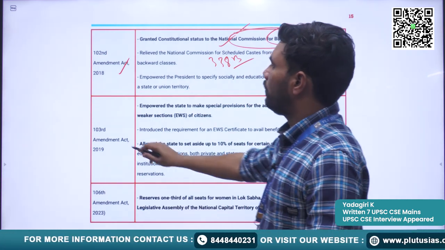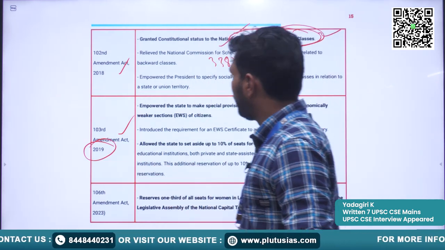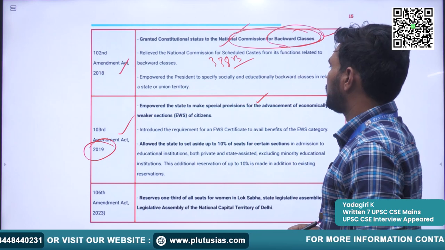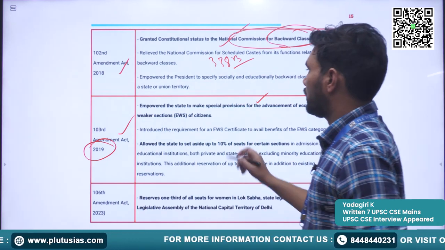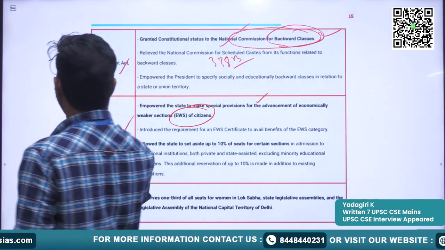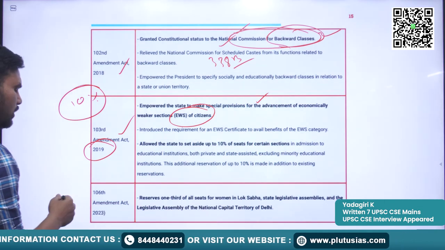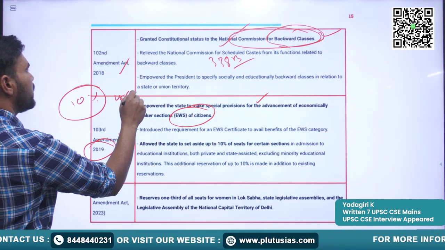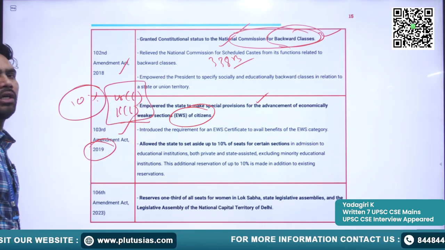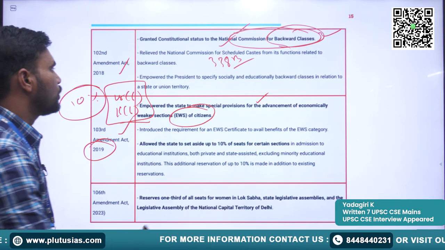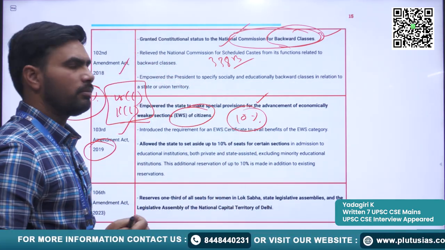Right. Next is the 103rd Constitutional Amendment Act that was brought in 2019. It empowered the state to make special provisions for the advancement of economically weaker sections. So EWS reservation, 10% reservation, has been provided to economically weaker sections. Basically, Article 15(6) and Article 16(6) have been incorporated in the Constitution to make this possible. So a 10% reservation has been given to economically weaker sections of the people.